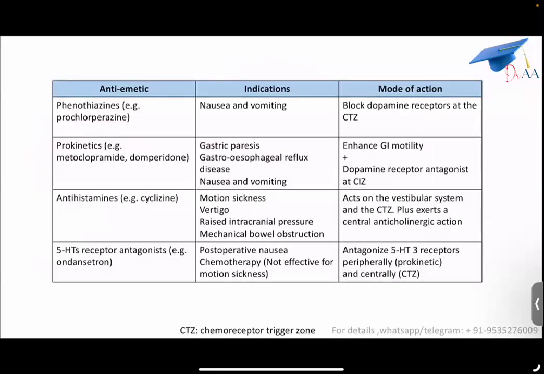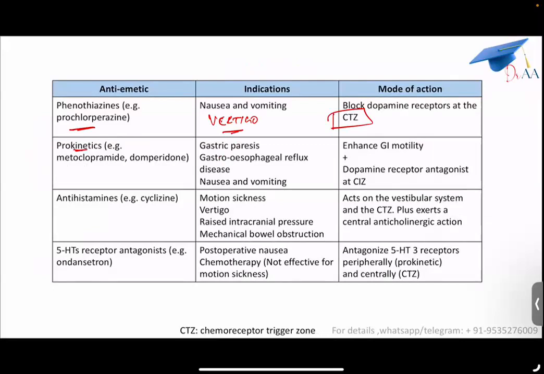What are the antiemetics? What are the options we have? Antiemetics like chlorpromazine can be used. It's very helpful in vertigo. It is used in vertigo as an IM injection. It blocks the receptors at the CTZ, that is the chemoreceptor trigger zone.